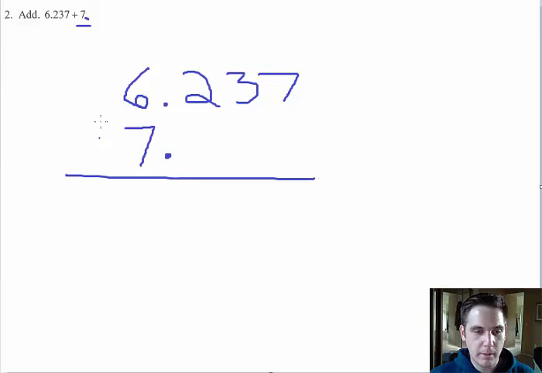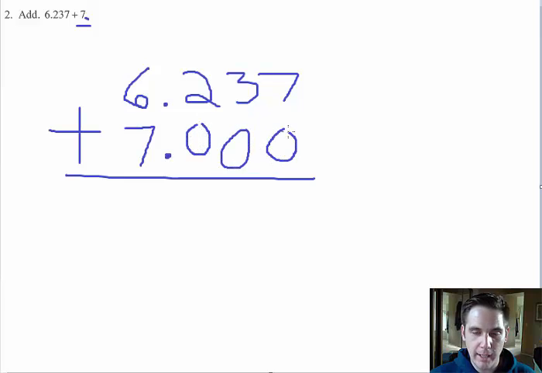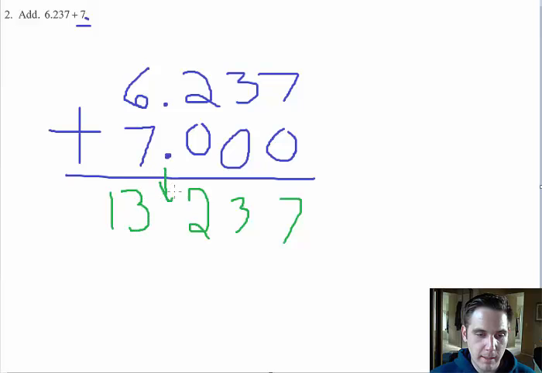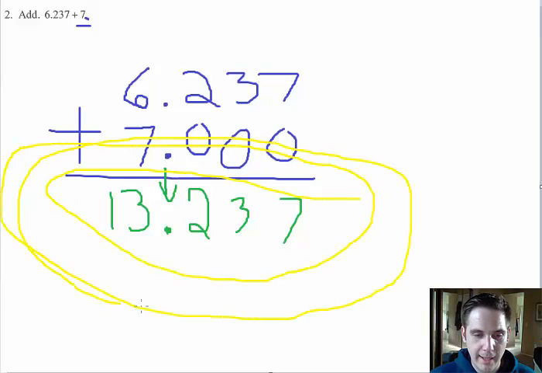And draw our line. It's an addition problem. So then let's go ahead and fill in any zeros so that we actually have digits to start adding or subtracting. And start solving. 7 plus 0 is 7. 3 plus 0 is 3. 2 plus 0 is 2. 6 plus 7 is 13. Bring that decimal right down there. And done! 13.237. All done. Next problem.